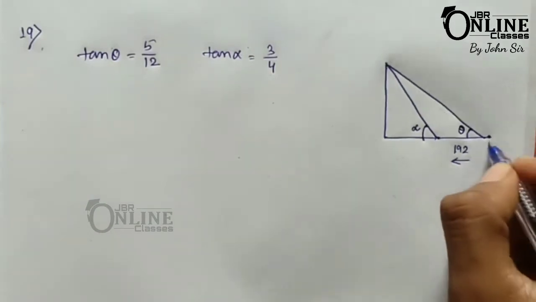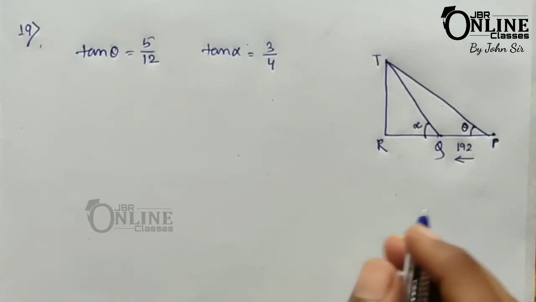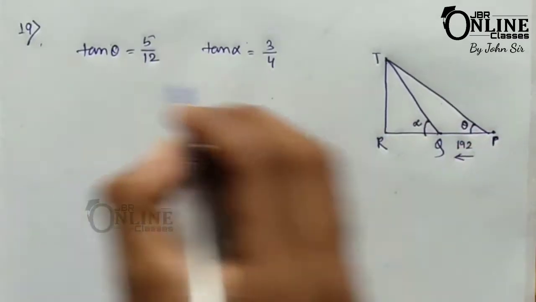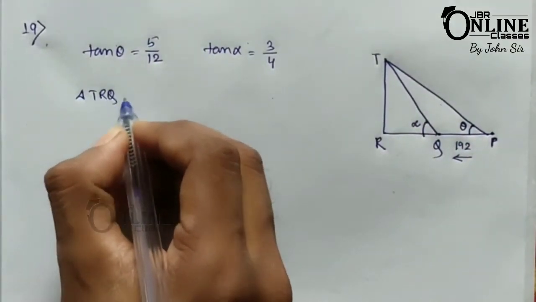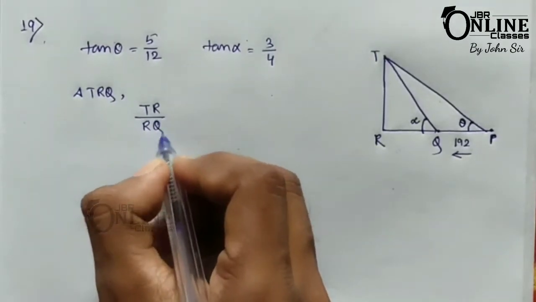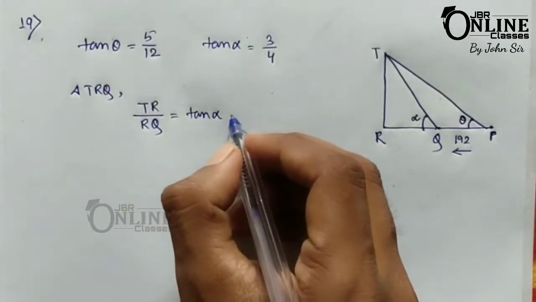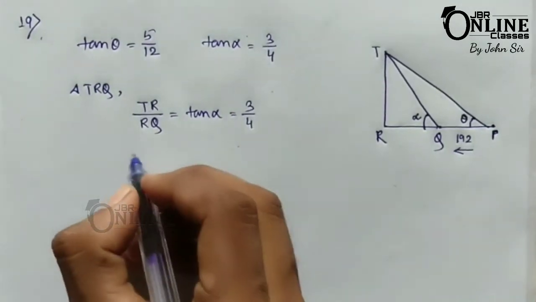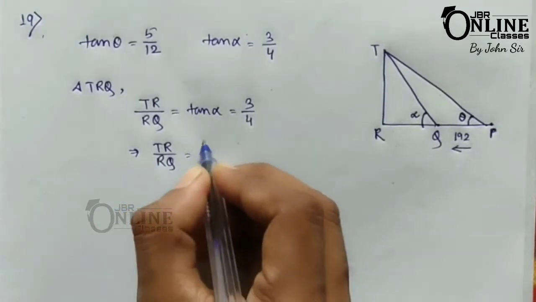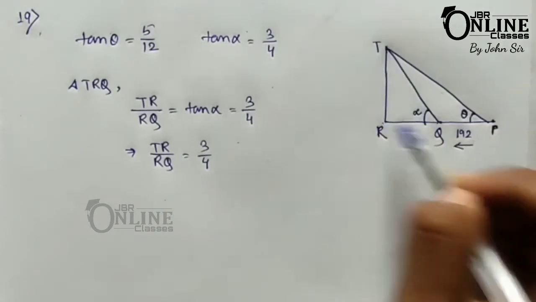Now this is the point P, this is Q, and this is TR. TR is the tower. So from triangle TRQ, TR is the perpendicular, so perpendicular by RQ, that means base, equal to tan alpha. As tan alpha equal to 3 by 4, just put down the value: TR by RQ equal to 3 by 4.